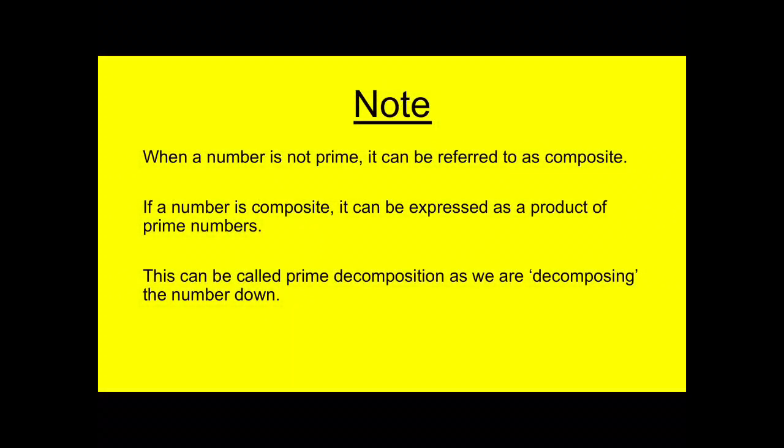When a number is not prime, it can be referred to as composite. If a number is composite, it can be expressed as a product of prime numbers. This can be called prime decomposition, as we are decomposing the number down.